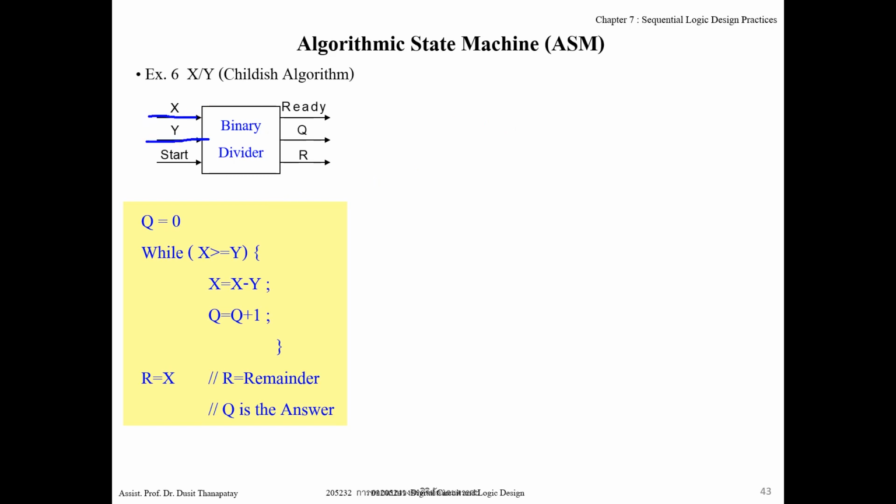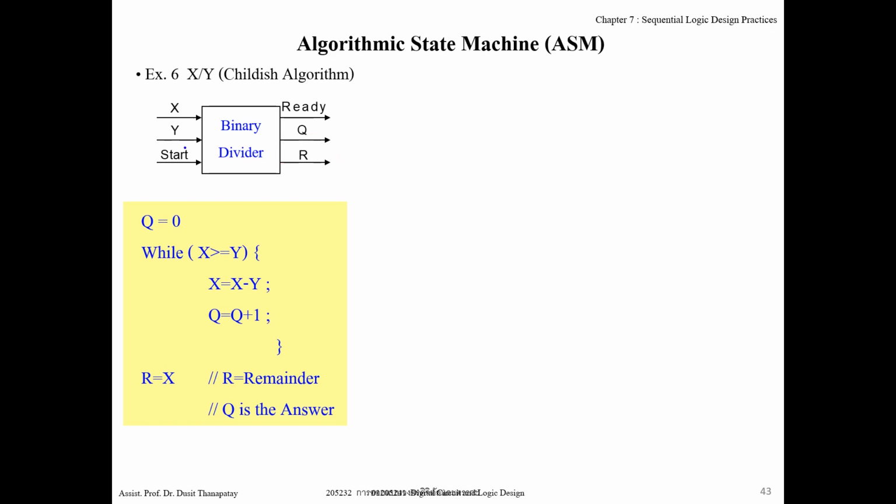There are two inputs, x, y, and start. Start is just the control that says whether this circuit will operate or not. And ready just shows the status of the circuit, whether it is ready to operate or not. If it's during the process or the calculation is not finished, ready will be not active, or 0. But if it's free, namely not in process or finished the process, then it's ready to do the next calculation, so ready will be 1. And for the result of the calculation, you have output Q as the answer and R as the remainder.